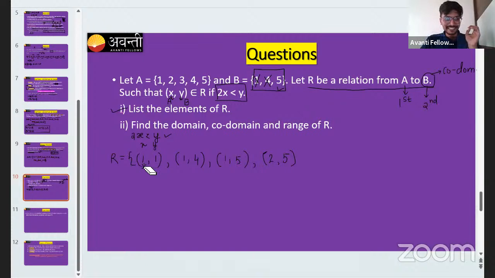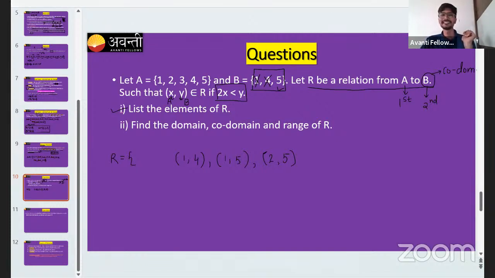They are telling, he said, 1, 1 will not come. Yes, absolutely right. Sorry for this. 1, 1 will not come because twice of 1 is not less than 1. Twice of 1 means 2. 2 is not less than 1. Thank you so much.